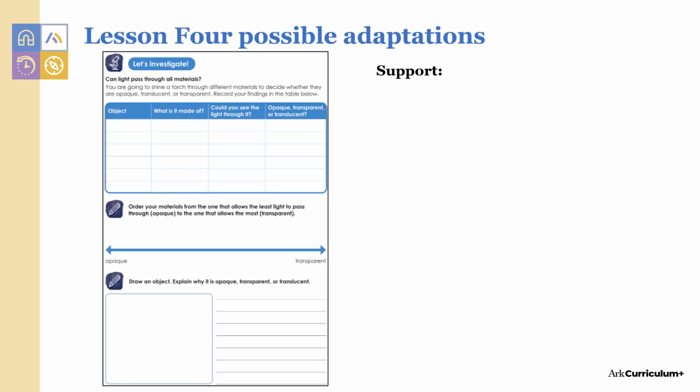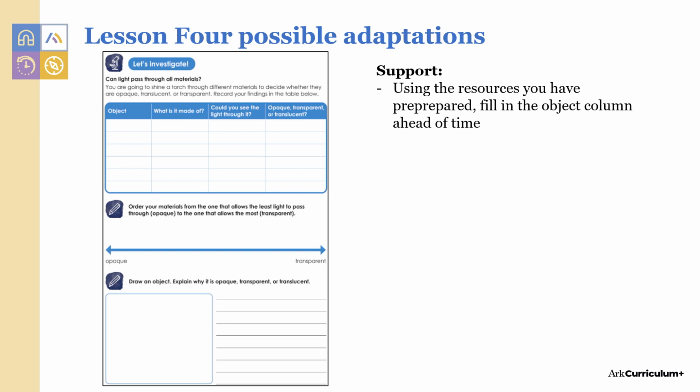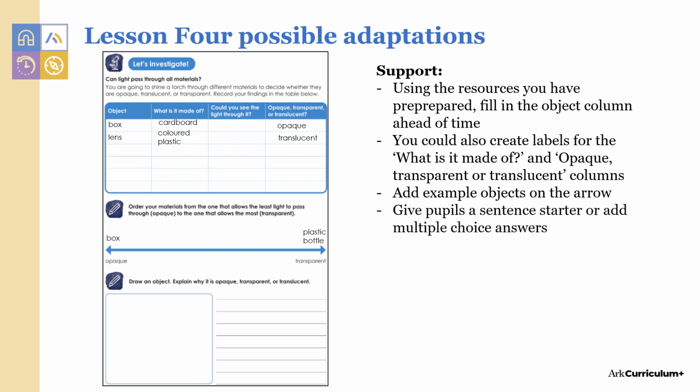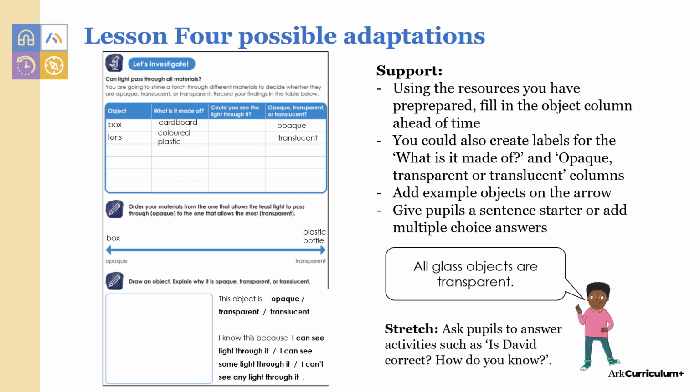In Lesson 4, pupils undertake an investigation looking at light passing through different materials. Support pupils by using the resources you have pre-prepared to fill in the object column ahead of time. You could also create labels for the what is it made of and opaque, transparent or translucent columns. Add example objects on the arrow. And give pupils a sentence starter or add multiple choice answers. Stretch pupils by asking them to answer activities such as, is David correct? How do you know?